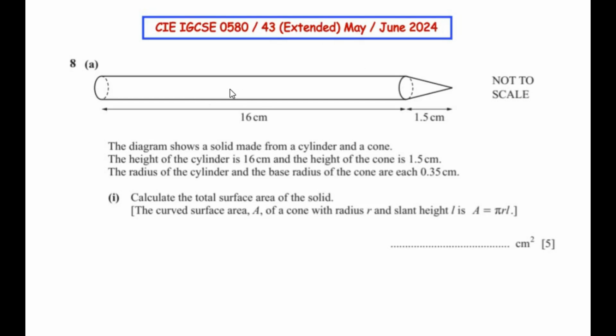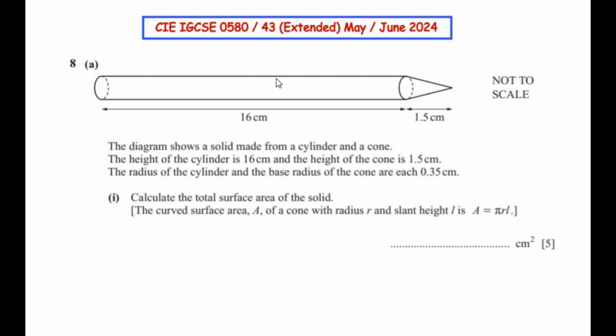The diagram shows a solid made from a cylinder and a cone. The height of the cylinder is 16 cm and height of the cone is 1.5 cm. The radius of the cylinder and the base radius of the cone are each 0.35 cm. Calculate the total surface area of the solid.